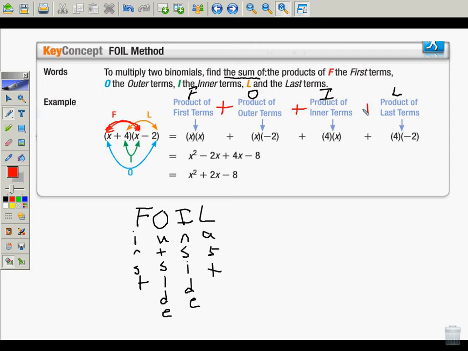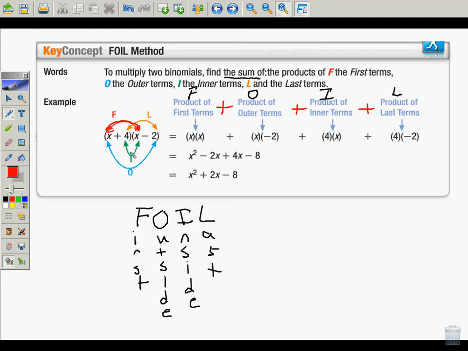So we do first times first, and then we add it to outer terms. So the outside, you can see x is on the outside, negative 2 is on the outside. Don't forget to always look at the signs in front of these pieces. So we get x times negative 2 plus the inside terms. So you can see, if we look at this, positive 4 and positive x are on the inside. They're closest to the middle of these two terms.